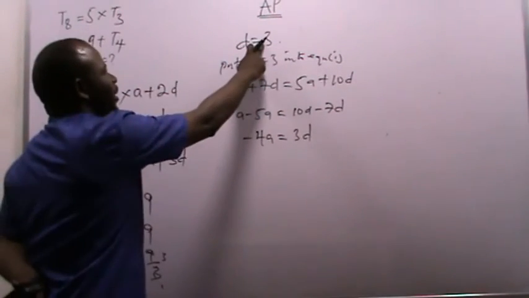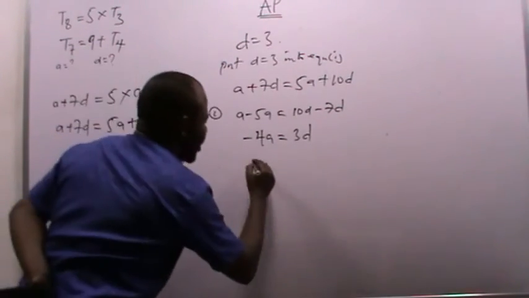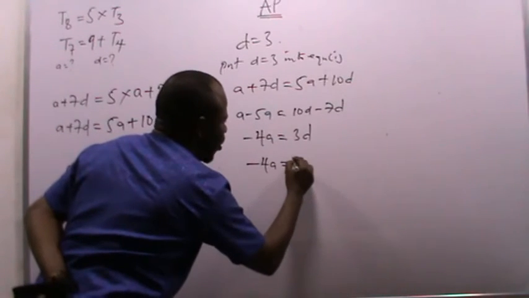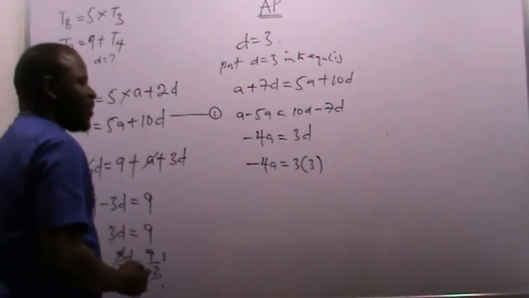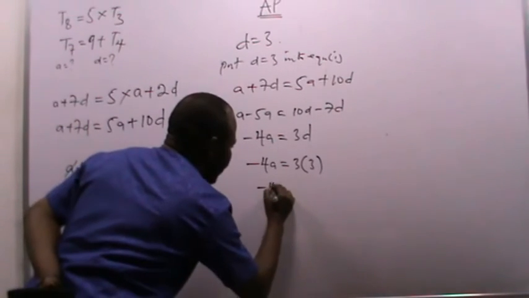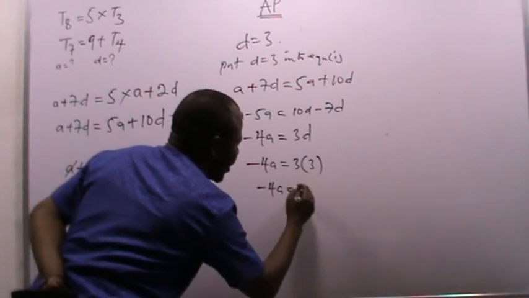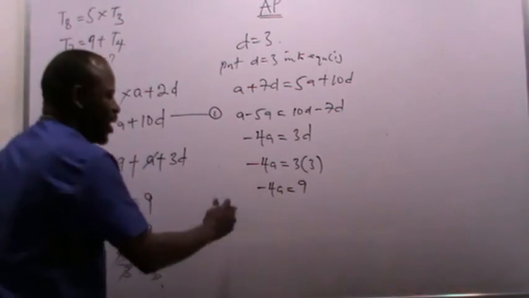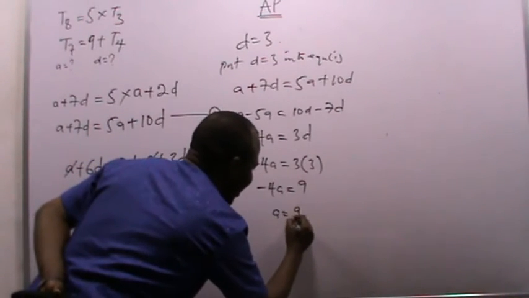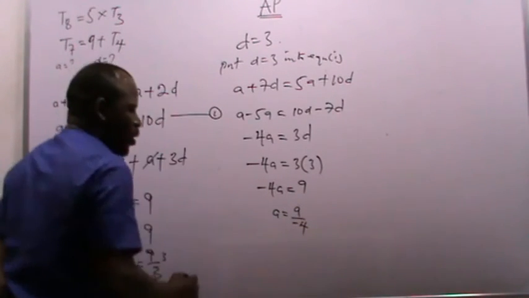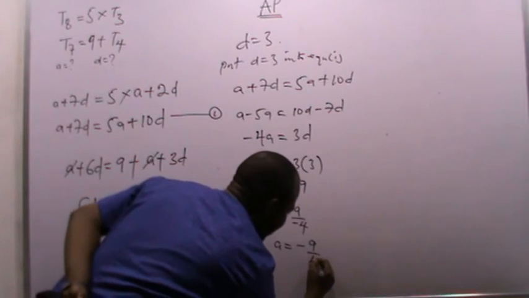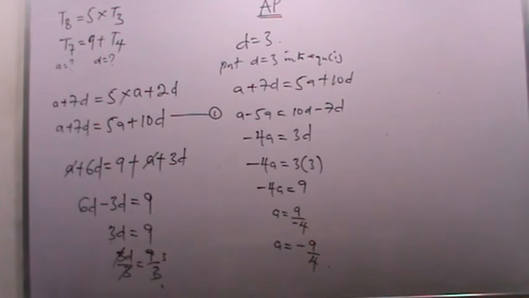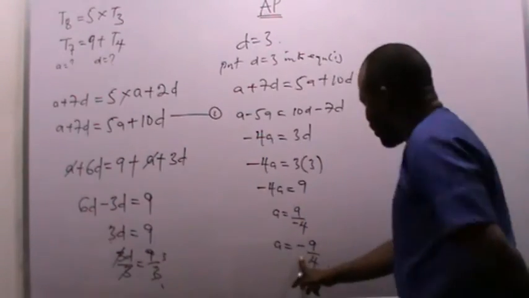Now, what is D? 3. So it means minus 4A equals 3 times 3. So it means therefore that minus 4A equals 3 times 3, 9. So my A will be 9 divided by minus 4. So your A will be minus 9 over 4. That is the first term. So see now, we have gotten the first term.